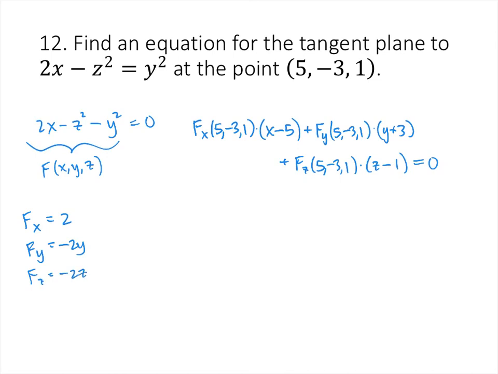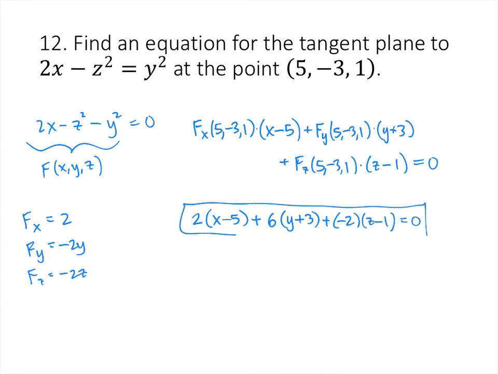So when I plug the point (5, -3, 1) into my x partial, I just get 2, so 2 times x minus 5. When I plug in (5, -3, 1) into my y partial, I get -2 times -3, which is positive 6, times y plus 3. And then when I plug that into my z partial, -2z, -2 times 1, so that's -2, times z minus 1 equals 0, and that's perfectly fine to leave the plane in that form.